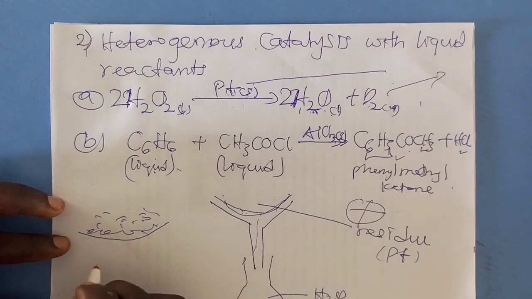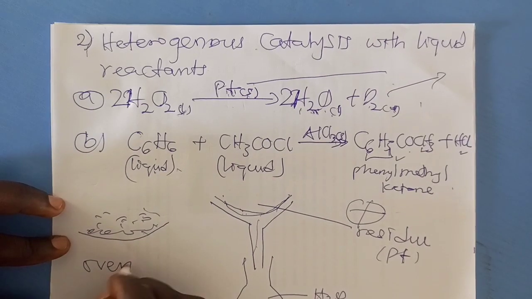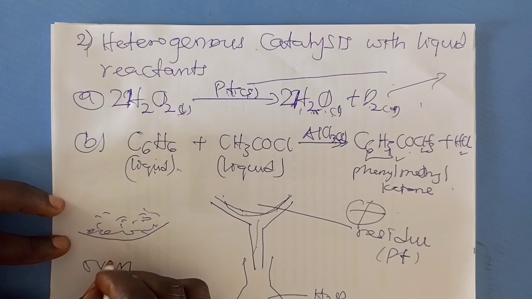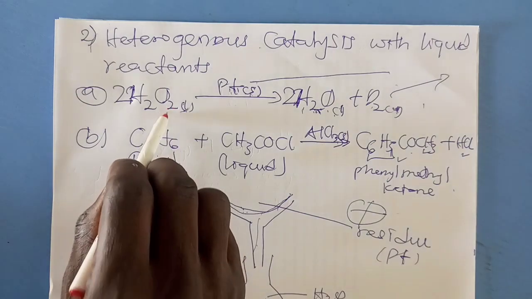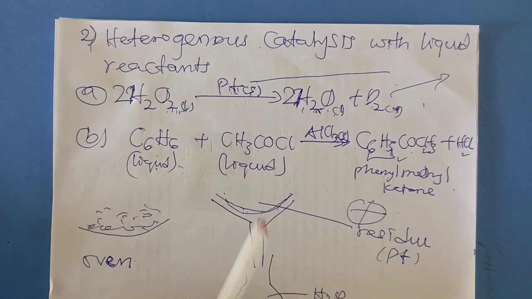You now have your filter paper like this containing platinum solid catalyst. What you simply do is take it to an oven, at a mild temperature, and you dry it. And when you dry the catalyst, you can reuse it again, even for this particular type of reaction. The same thing is peculiar to all solid catalysts.